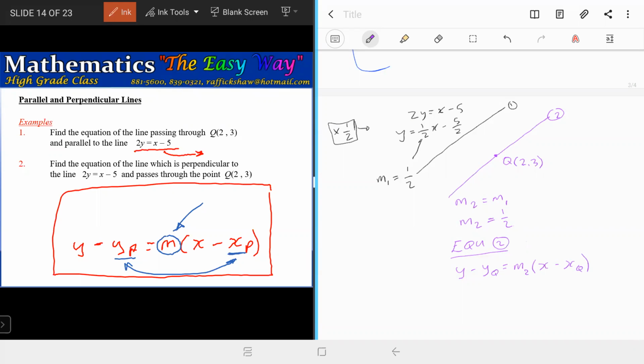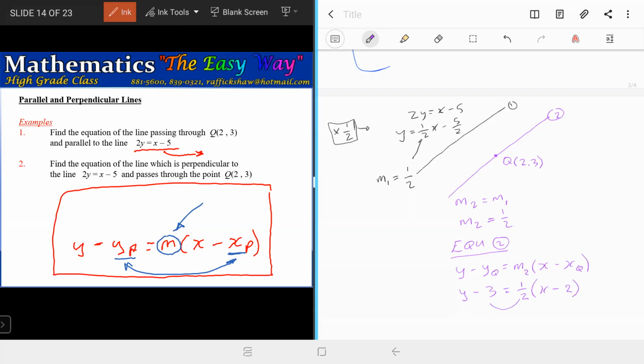I'll put the values in there now. And so it is y minus yq is 3. So yq right here, the y value of q right there is 3. Equals, the gradient is a half. Gradient of the line that we want is a half. Bracket x minus xq. X value of q is this 2. So put 2 right here. And I will simplify this now.